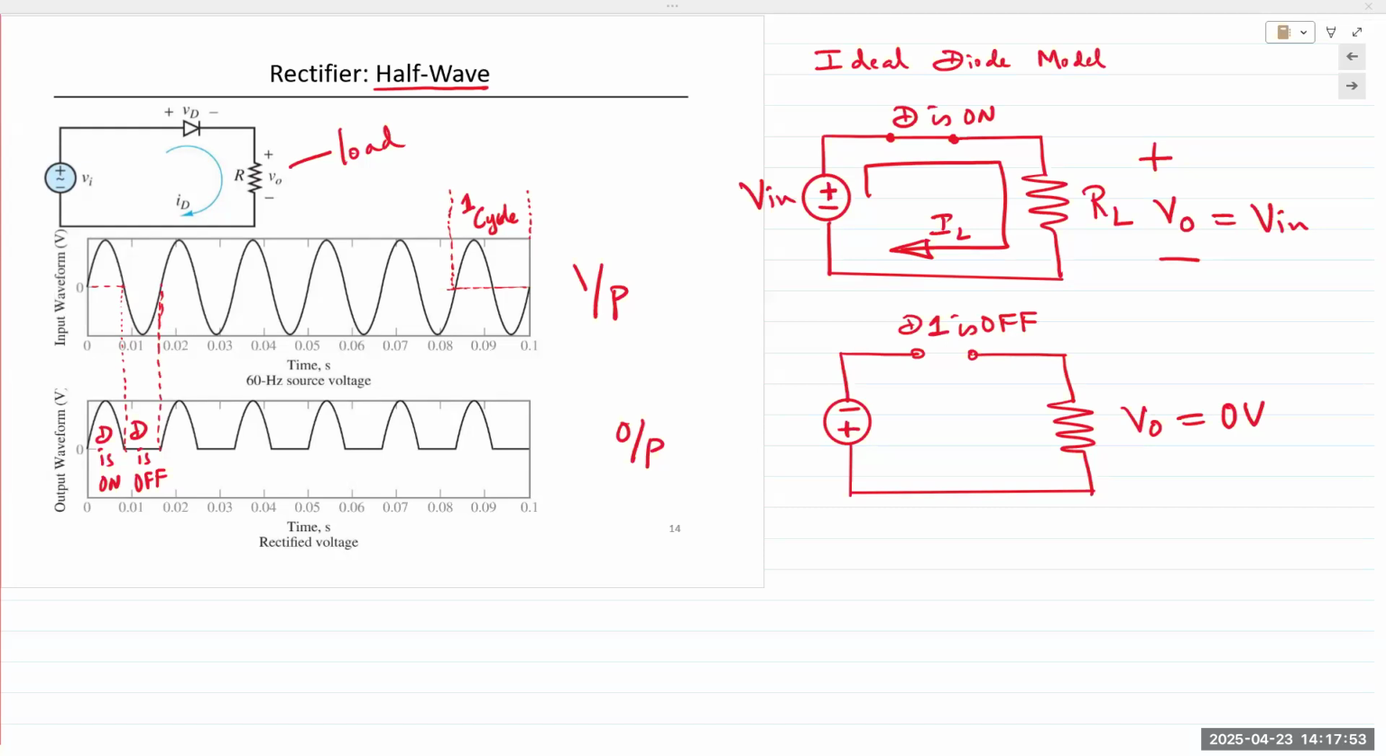Any questions? Did it all make sense? Okay. So if you look at the output waveform, what questions come to mind? We say that this is AC, and we say that this is DC.